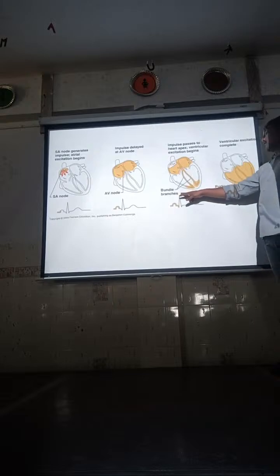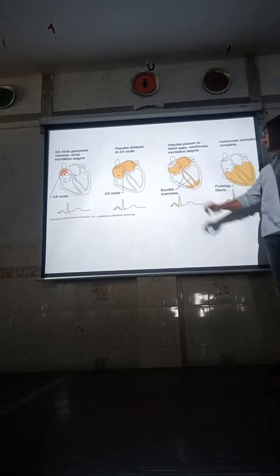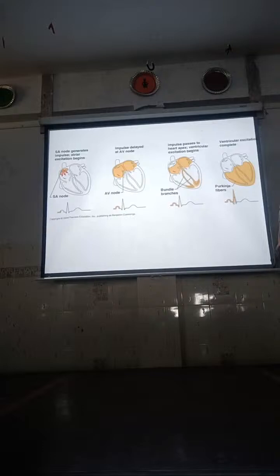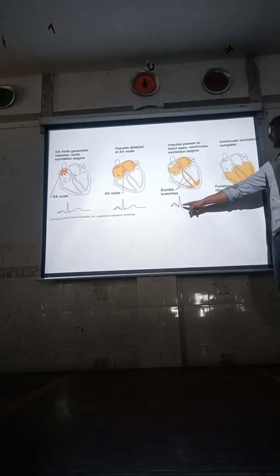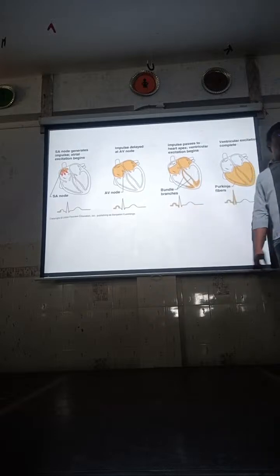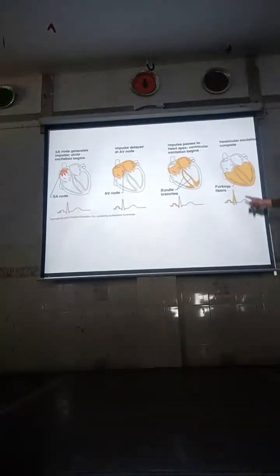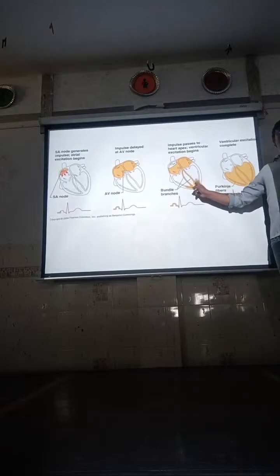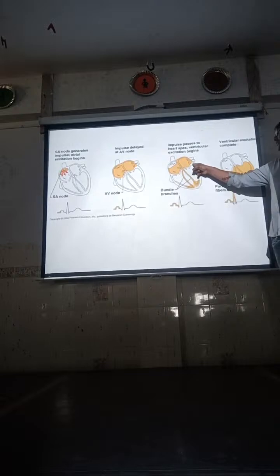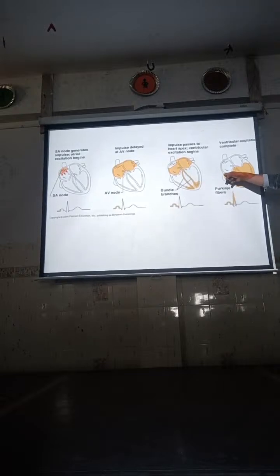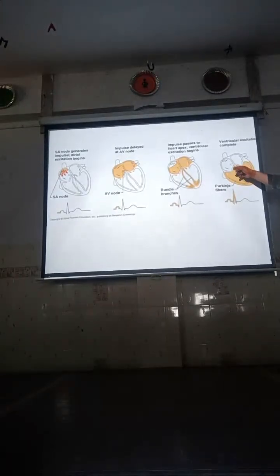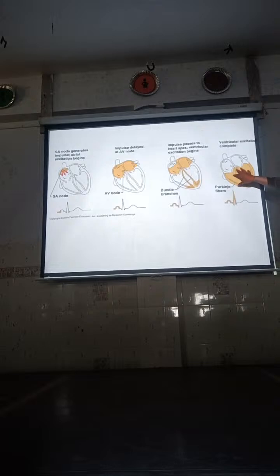Like this, the bundle branches. This is where the QRS complex will begin. When the impulse reaches the apex, the Q wave begins. Now when the impulse has reached entirely, starting near the apex of the heart, where does it end? Near the atrioventricular groove. You can see the yellow part.